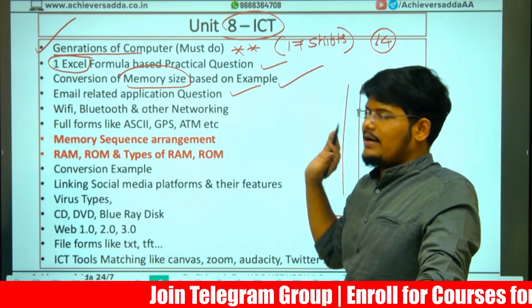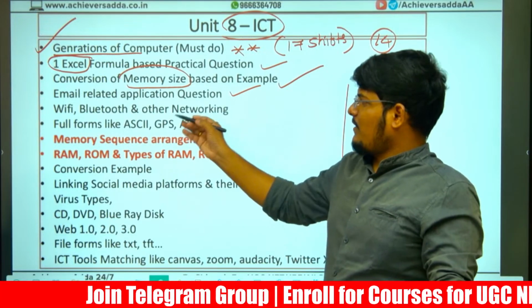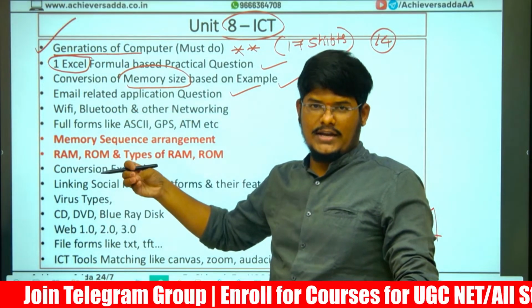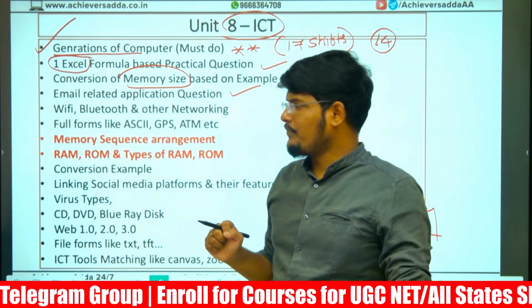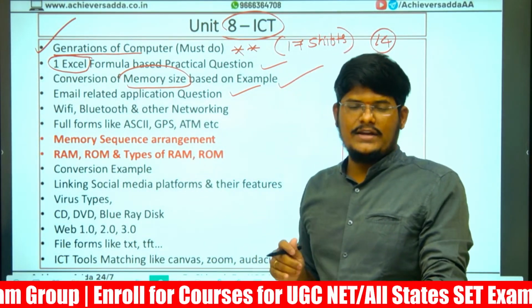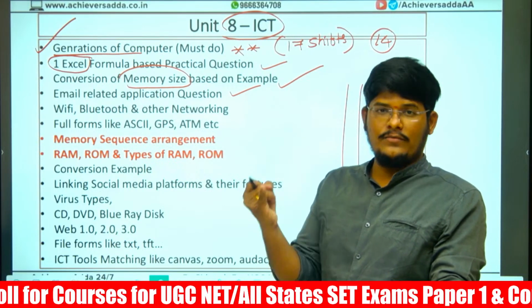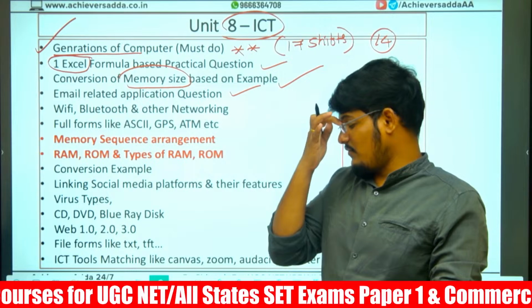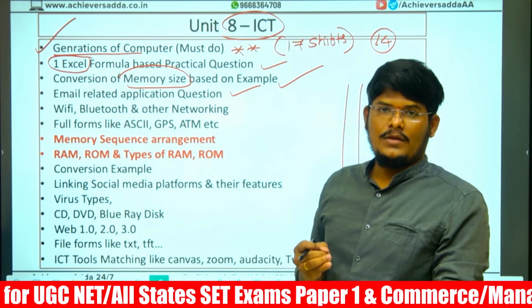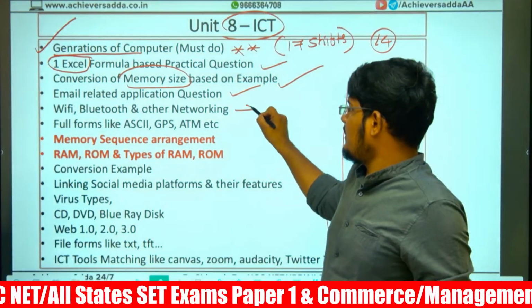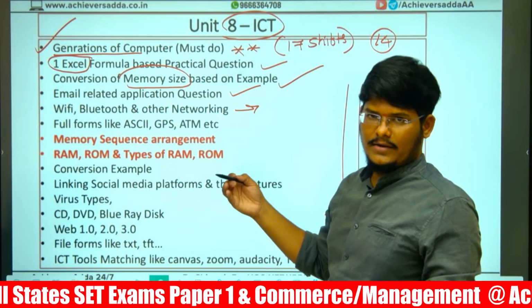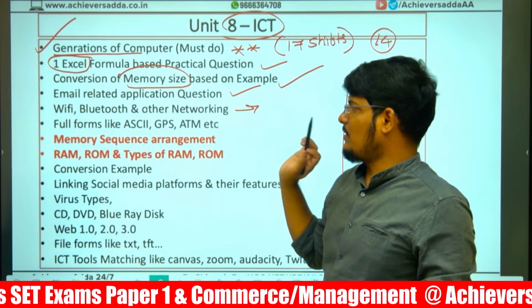Wi-Fi, Bluetooth and other networking. Wi-Fi is long range, Bluetooth is short range, and they will form sentences on that. And other networking devices: router, LAN cable, and also firmware and firewall. These are related to networking. You can expect intranet, extranet, internet, related to the network only.